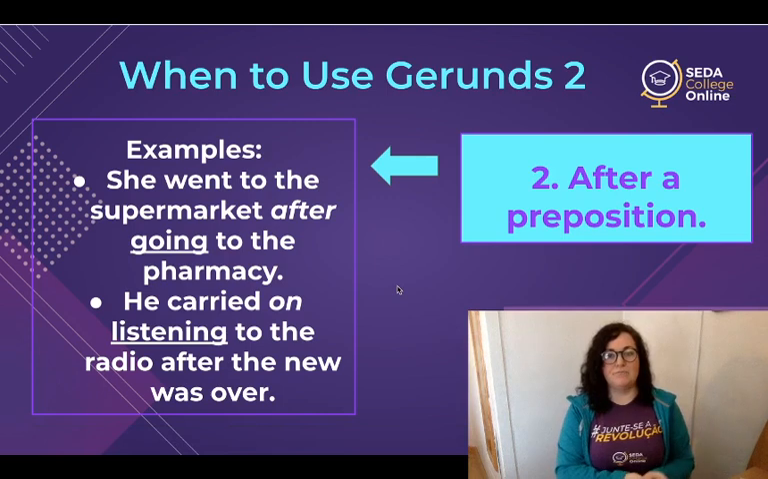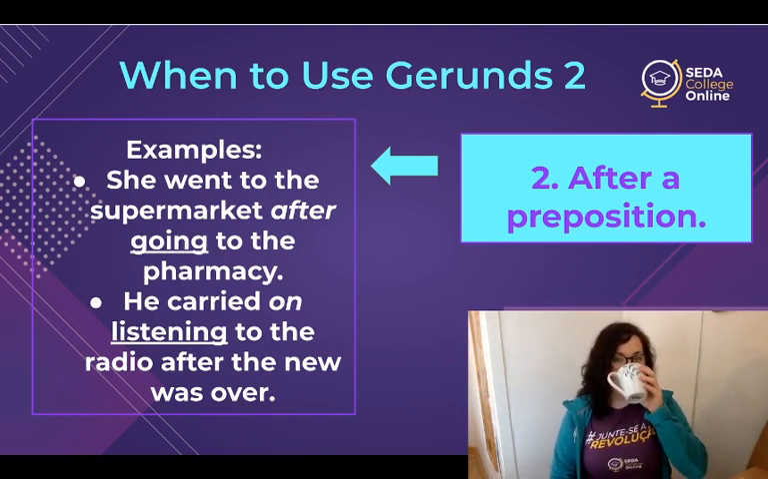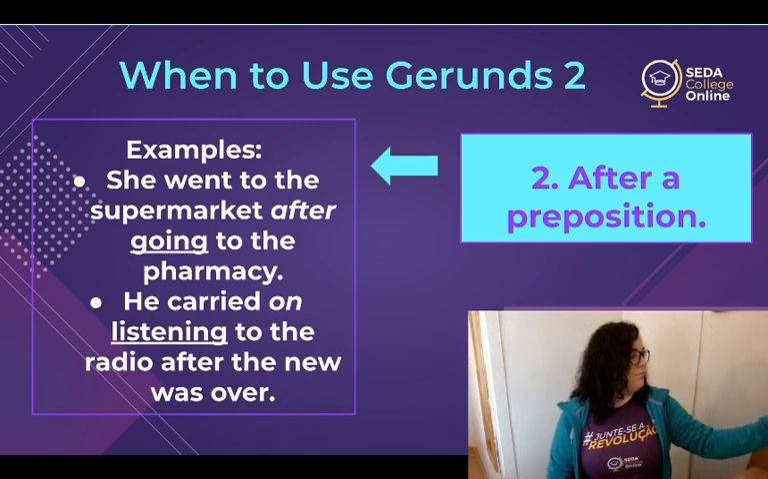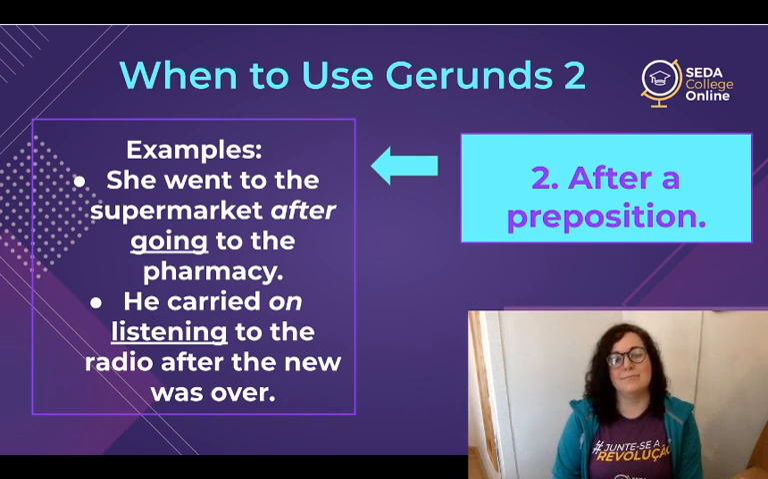So as usual, take a minute. Come up with a sentence of your own, okay? 1 minute, starting now. Let's go. Two examples you can use to help you. She went to the supermarket after going to the pharmacy. He carried on listening to the radio after the news was over.